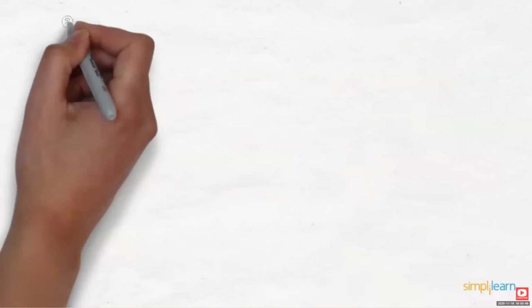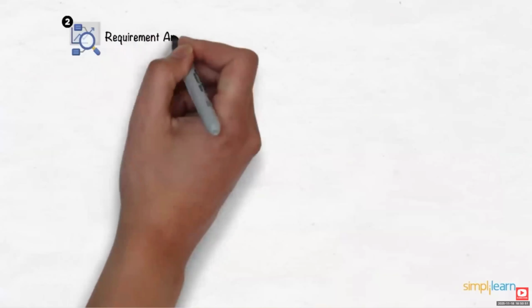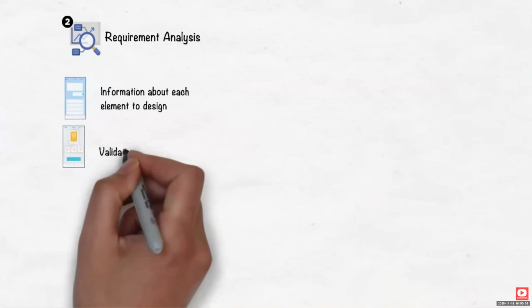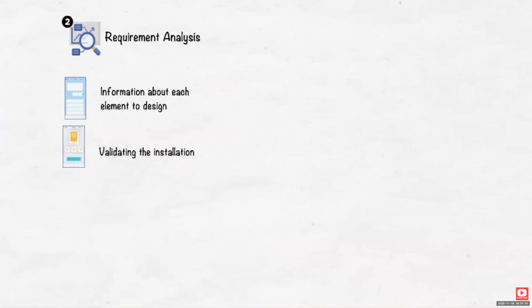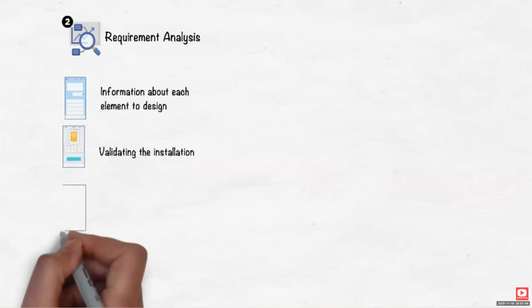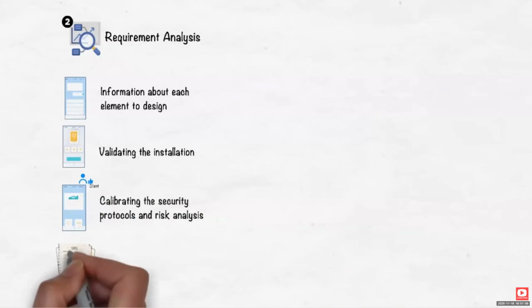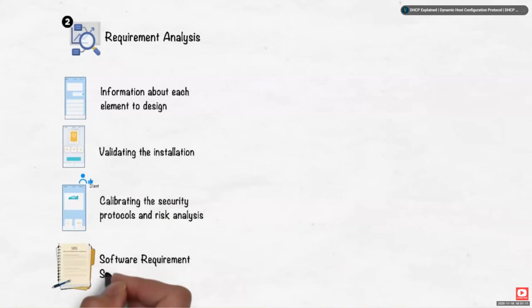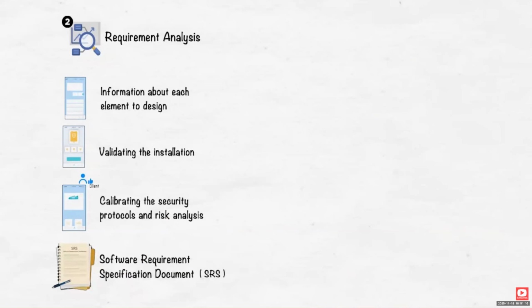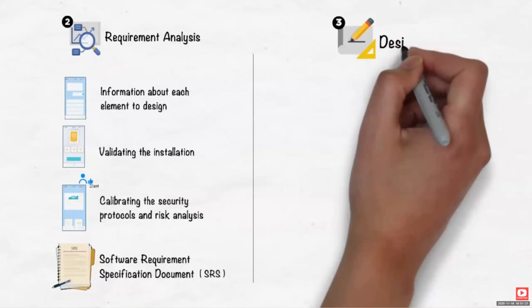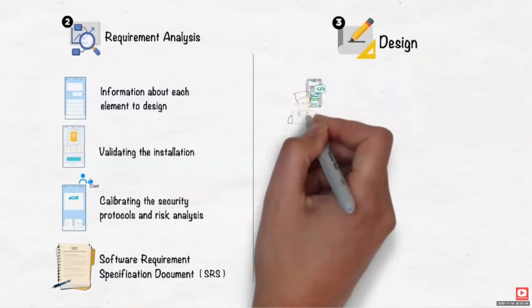The development moves on to the second stage, the requirement analysis phase, which includes the detailed information about each element to design the software as discussed, validating the installation of elements in the application according to the client's requirements, calibrating the security protocols, and performing risk analysis for the software application. All the discussed details are then to be filed in the Software Requirements Specification document, also known as the SRS document.